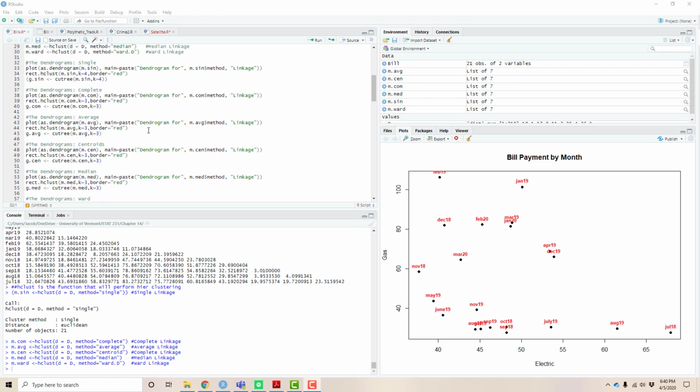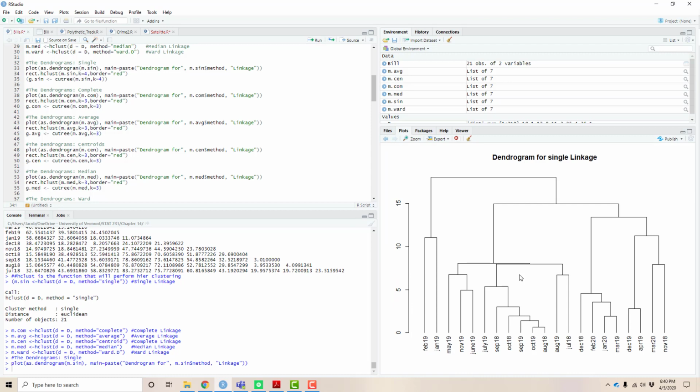And for all 6 methods, if you do plot as.dendrogram and give it the clustering model that you fit, it'll spit out the dendrogram of it. And it'll start off by merging the first two together. October 19th and August 18th, we saw those were the smallest in the distance matrix, so those are the first two it merged.